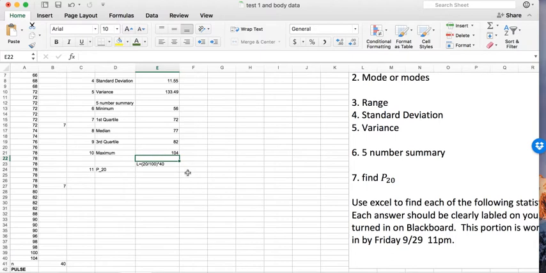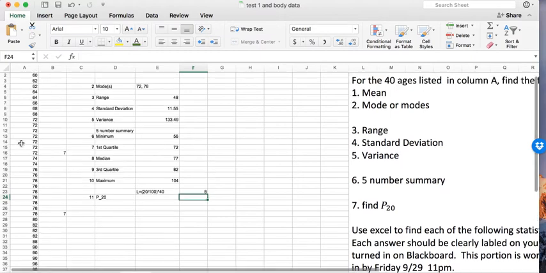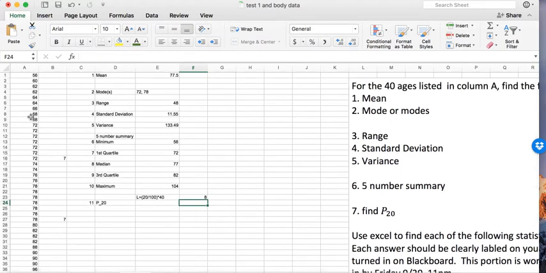And then for P20, for the 20th percentile, we first have to find our locator. We're first going to take 20% of our sample size, which is 40. So we're going to say 20 divided by 100 times 40, which is 8. Since our locator is a whole number, we're going to take the number that is the midpoint between the 8th and 9th value. In this case, they're both 68, so our 20th percentile will be 68.